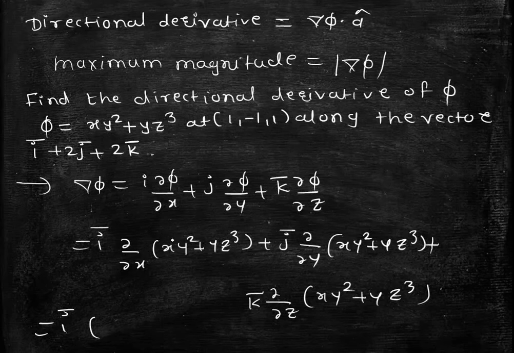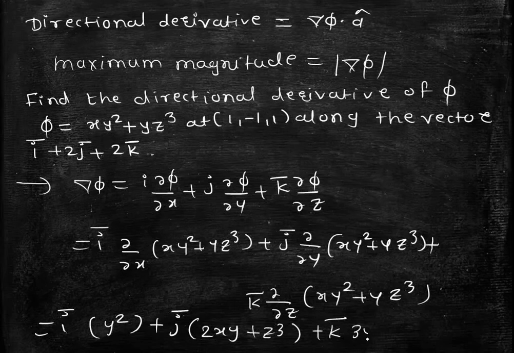And here with respect to x, the derivative of x is 1, y is taken as a constant, so that is y square plus j bar. Here the derivative with respect to y is 2xy, and plus z cube plus k bar times, with respect to z that term becomes constant and the derivative of this term is 3yz square, so that is our del phi.